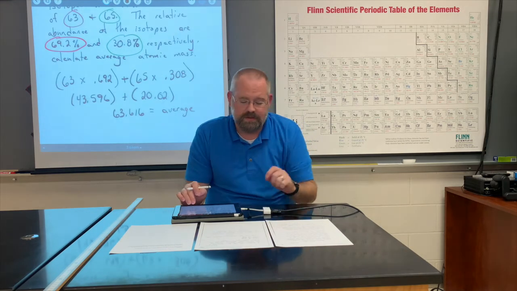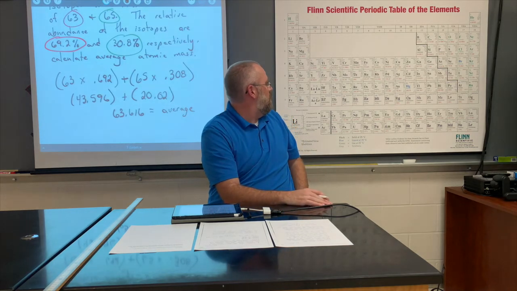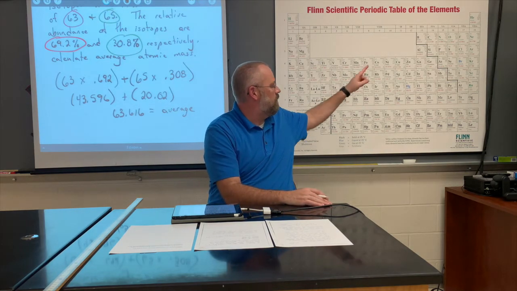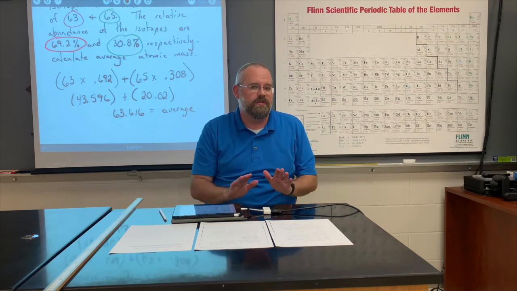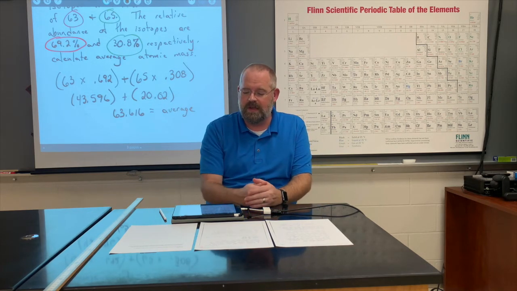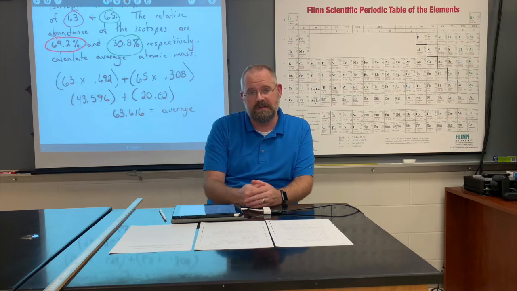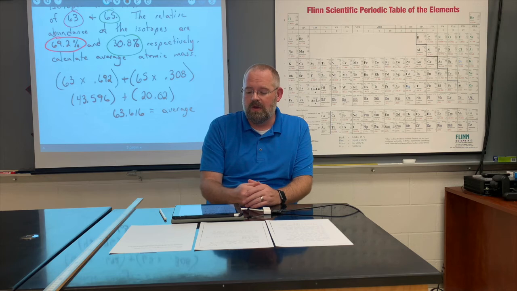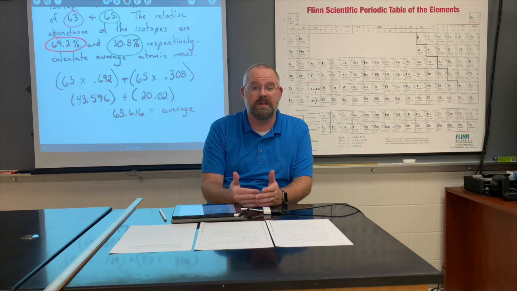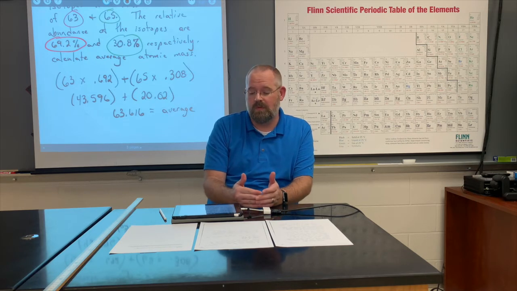All right, so copper, 63.546, that was pretty close. Now, one of the things that you can do is when you get an average like this, if you are given an example, you can say, what is the most likely highest abundance isotope?